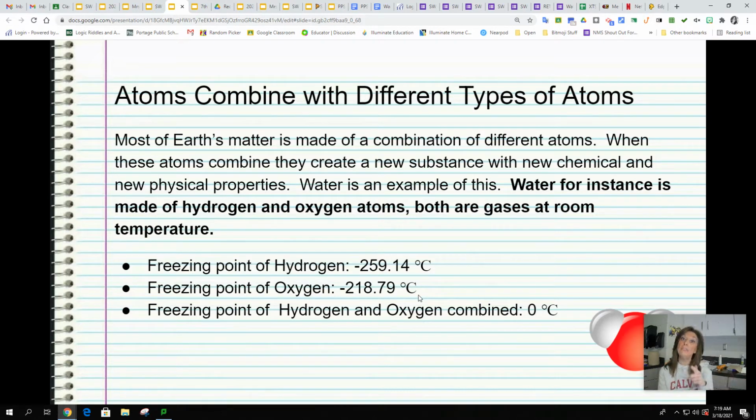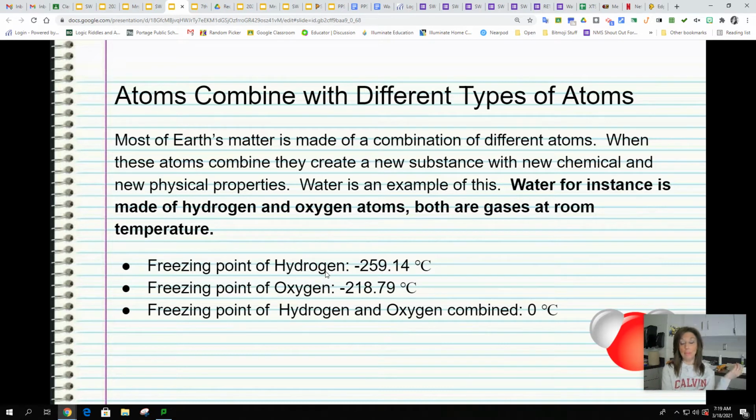So take a look at these physical properties of hydrogen and oxygen, their freezing point. The freezing point of oxygen is negative 218.79 degrees Celsius, the one above it. Freezing point of hydrogen is negative 259.14 degrees Celsius.